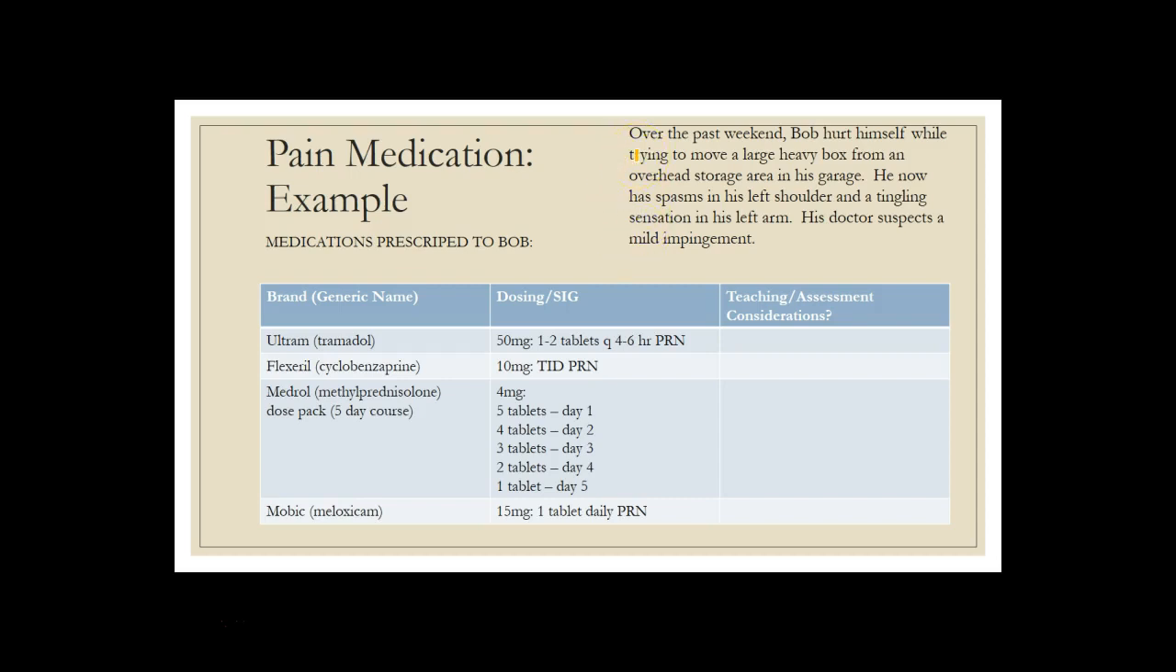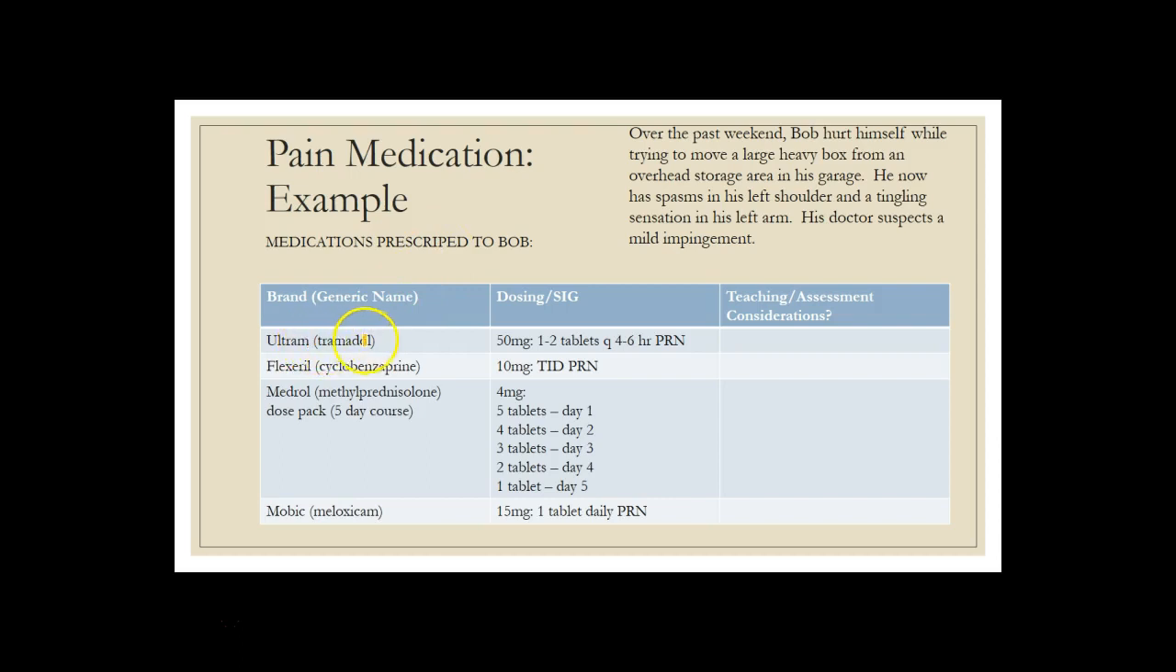So over the past weekend, Bob hurt himself while trying to move a large heavy box from an overhead storage area in his garage. He now has spasms in his left shoulder and a tingling sensation in his left arm. His doctor suspects a mild impingement. So here are all the different medications that are prescribed to Bob.